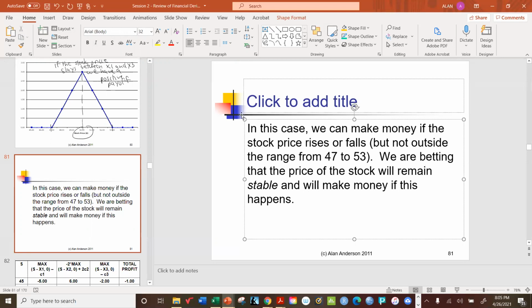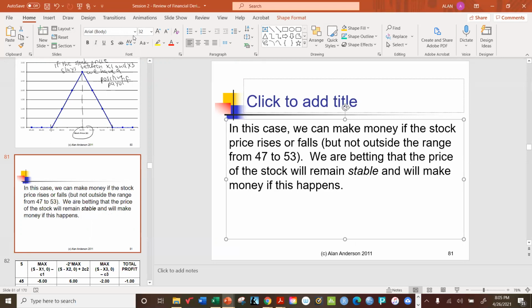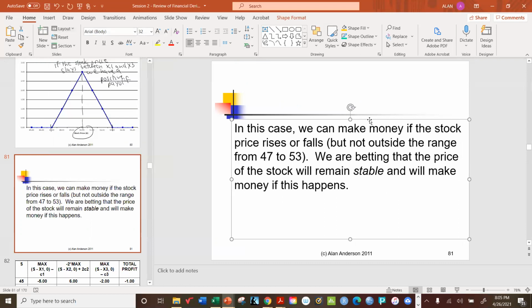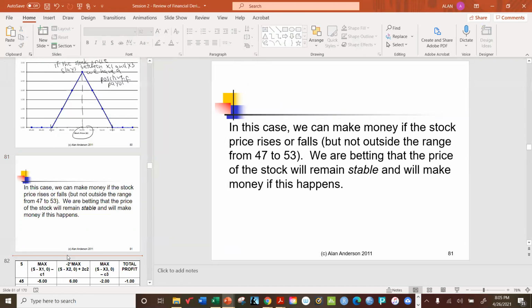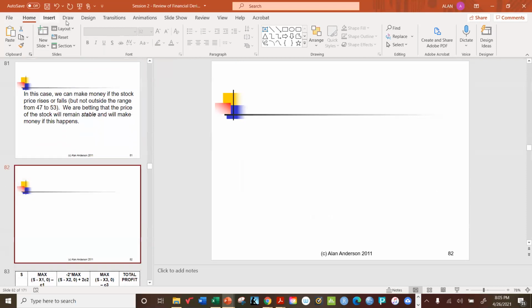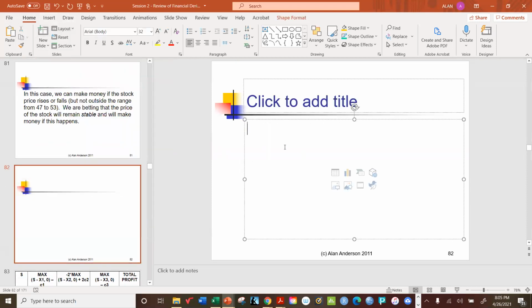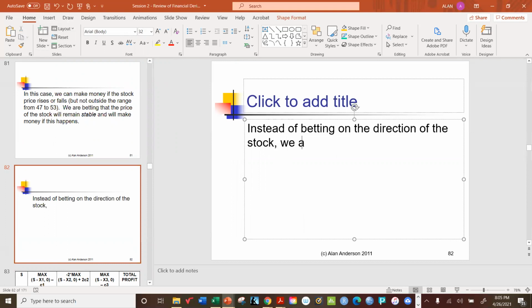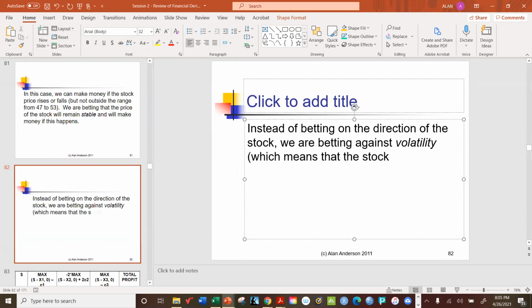Oh, okay. So in other words, we're not betting on the direction any longer. What are we betting on? We're betting against something called volatility. We are betting against volatility, which means that the stock price fluctuates significantly.